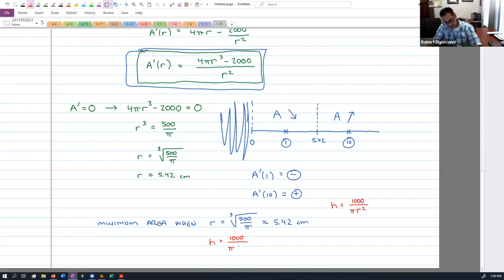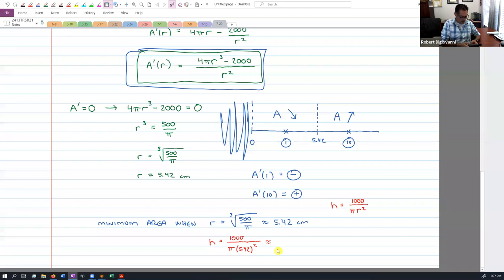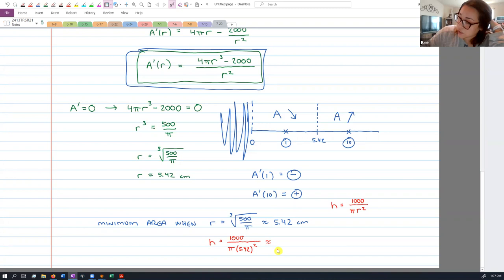Let's just do 5.42 squared. We're approximating this. Can somebody get what that is for me? 29.37. What do you get? 29.37. I got 10.84. Yeah. You should get about 10.84. Same.